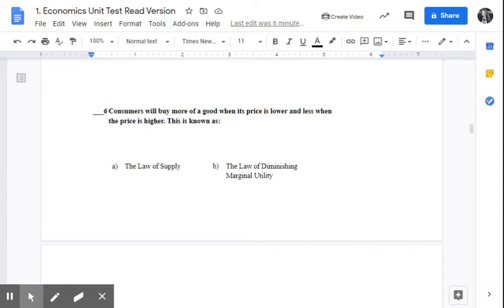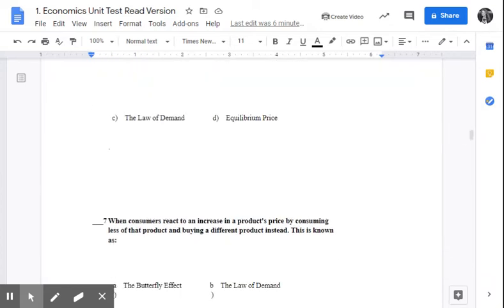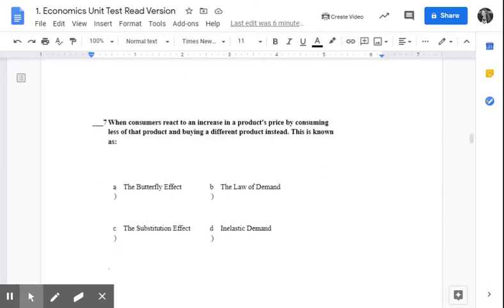6, consumers will buy more of a good when its price is lower and less when the price is higher. This is known as A, the law of supply, B, the law of diminishing marginal utility, C, the law of demand, D, equilibrium price. 7, when consumers react to an increase in a product's price by consuming less of that product and buying a different product instead, this is known as A, the butterfly effect, B, the law of demand, C, the substitution effect, D, inelastic demand.